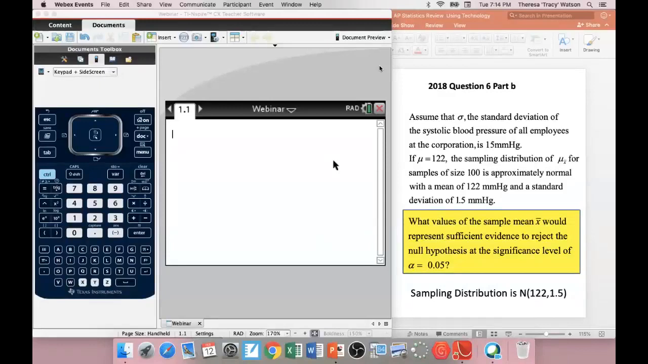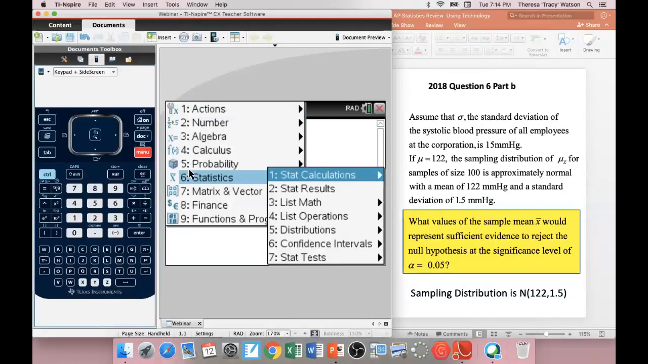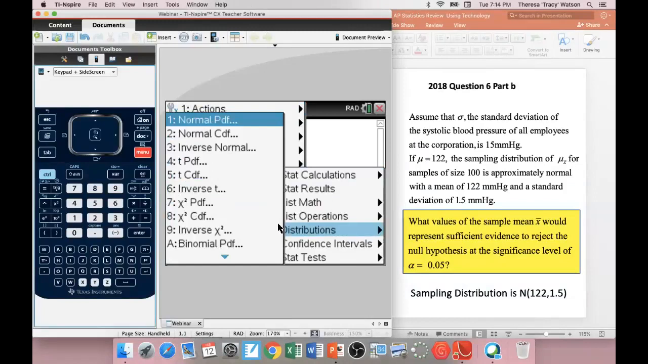So the first time he picked up his calculator was to calculate the inverse normal so that you find the value of your sample mean where you would reject the null hypothesis at a significance level of alpha of 0.05. And so on an Nspire, I have a calculator page already started, and that's usually where I do most of my work, calculator page and lists and spreadsheets when I'm doing AP statistics. Under the menu, I'm going to go to statistics, distributions, and that's where I will find the inverse normal option.